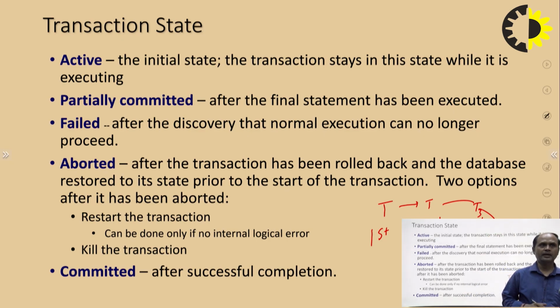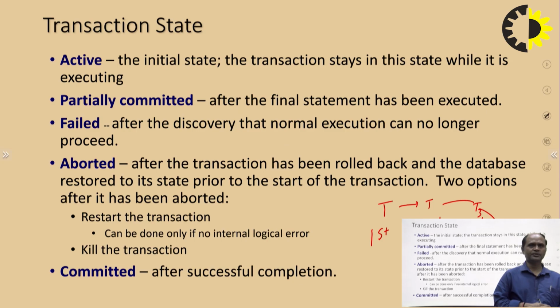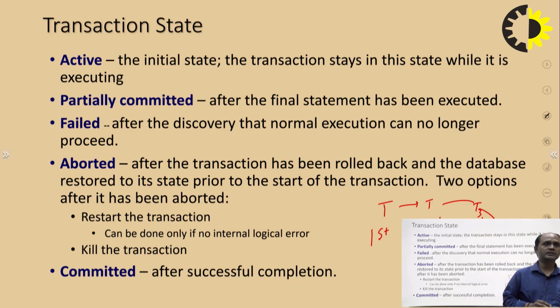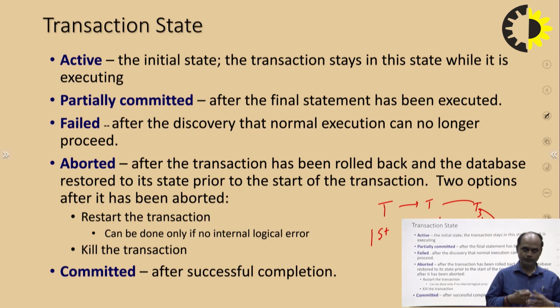What do we mean by active state? The active state is called the basic state, or the initial stage of a transaction. When a transaction is executing, or it is starting, or it is about to start, that is called the active state. Suppose we have a live example of the active state.